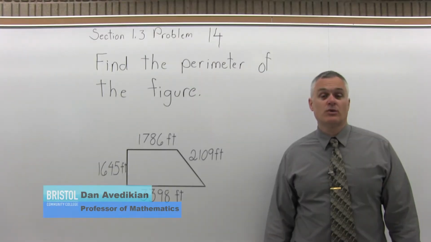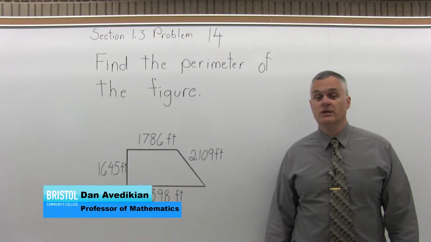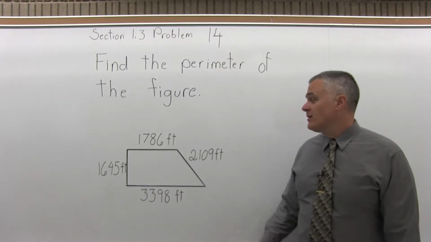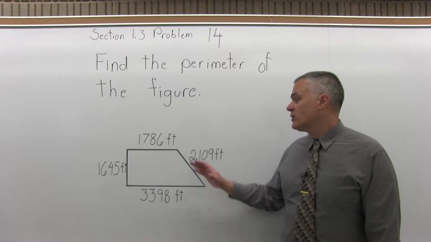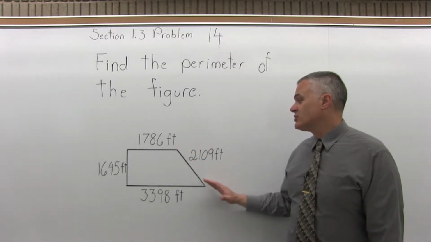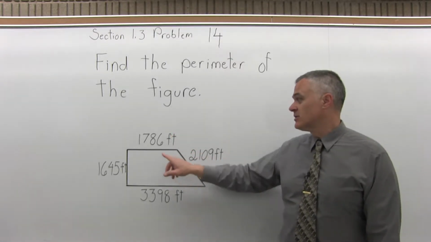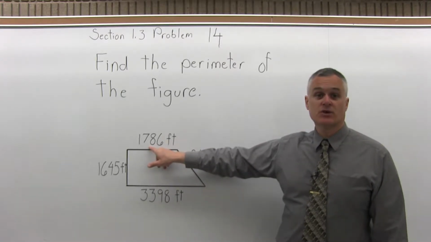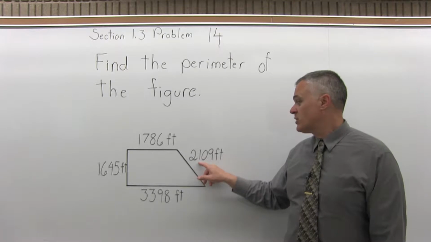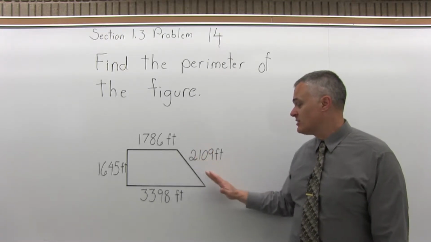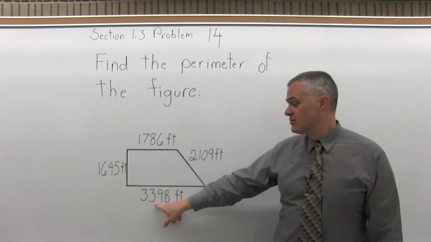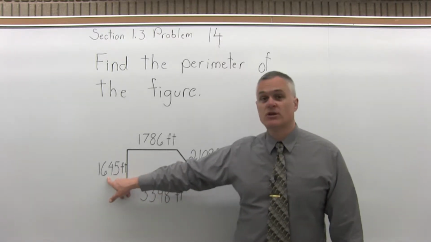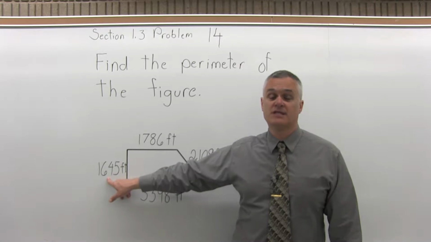This is Section 1.3, Problem 14. It says find the perimeter of the figure. So our figure looks a little bit like a rectangle with the right edge sort of turned into a slant. So the given information is 1,786 feet across the top, 2,109 feet down the slanted surface, 3,398 feet across the bottom, and 1,645 feet on the left side.